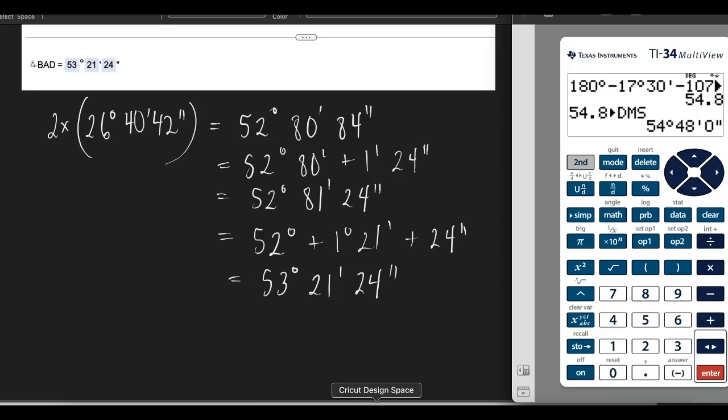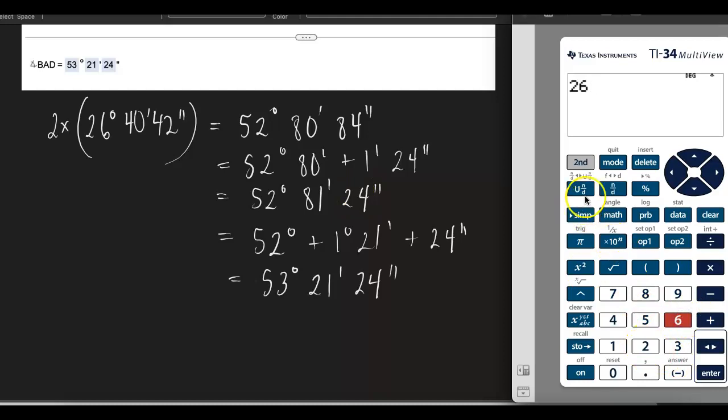But again, our calculator will do this kind of stuff too. So let me clear out my calculator screen. If I want to do 2 times that original angle measure, actually, I think what I'm going to do here is write in the angle first. I'm going to do 26 degrees, 40 minutes, and 42 seconds. And remember, you get those special characters from Second Math.